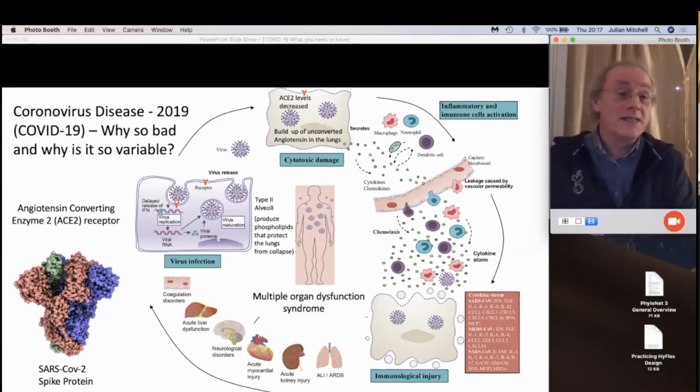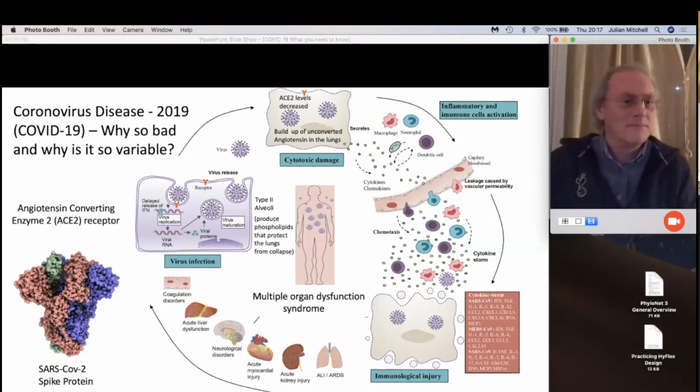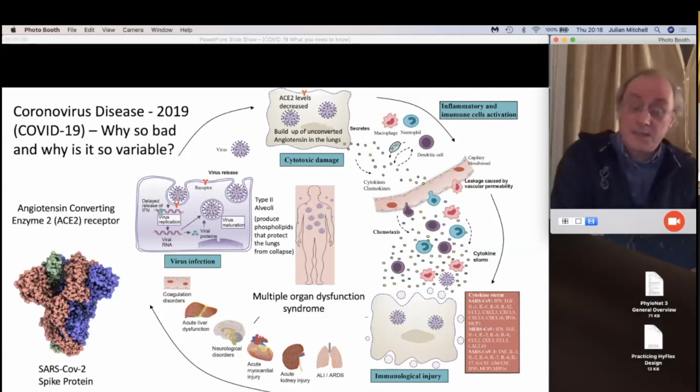Okay, now why is it so variable? Why do some people die from it? And now in this country, we're up to 60,000 deaths, which is a lot, far more than caused by flu. But some people seem to be unaffected by it. They seem to have it and they don't develop any of these symptoms at all. We know with flu that the people that are most susceptible to flu are the very elderly and the very young. But in this instance, what we're seeing is that the young don't seem to be so affected by it, whereas the elderly certainly are.